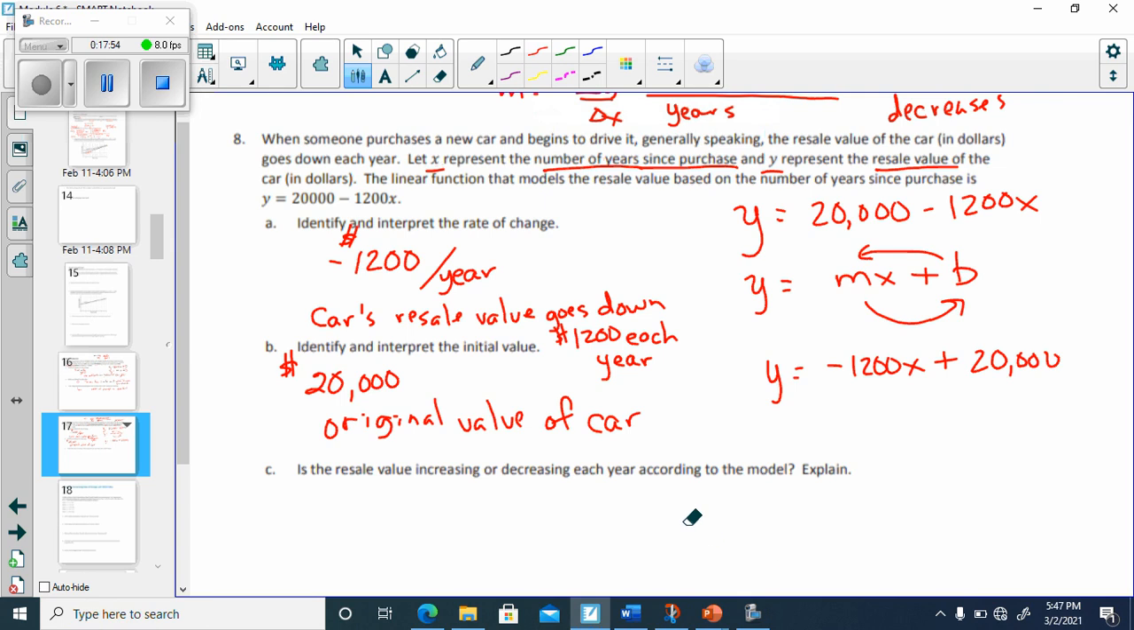Well, what does our slope say? What does our rate of change say? It says negative 1,200. If we were to plot this, we start at 20,000, and it'd be going down about 1,200 each year, right? Okay. So is the resale value increasing or decreasing? It's decreasing because our rate of change is negative. It is decreasing. Why? Rate of change is negative.